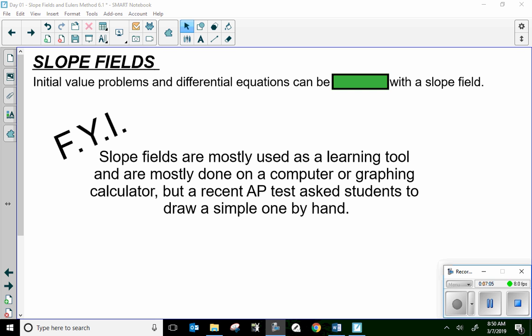Initial value problems and differential equations can be illustrated. They can be displayed with a picture by using a slope field. Now, slope fields are mostly used as a learning tool, and they're mostly done on a computer or graphing calculator. But on any AP test, the test asks students to draw a simple one by hand. Okay, and they are not that difficult. We'll start doing these things, and you'll realize they're not that difficult.